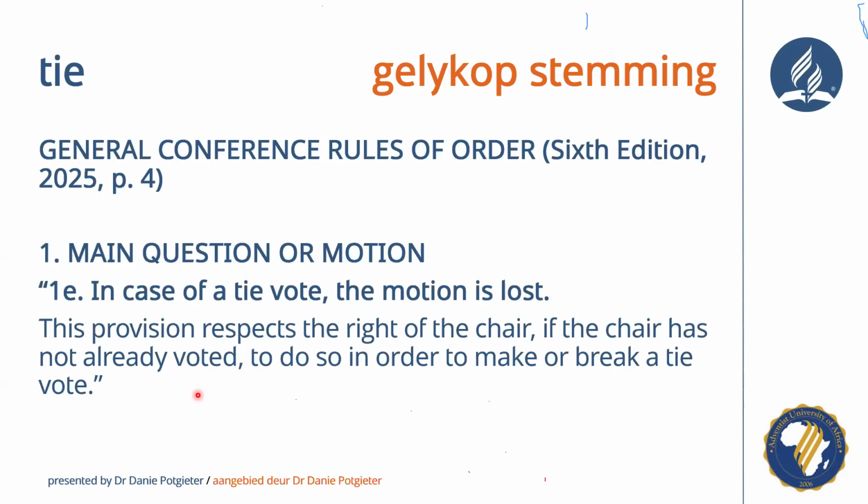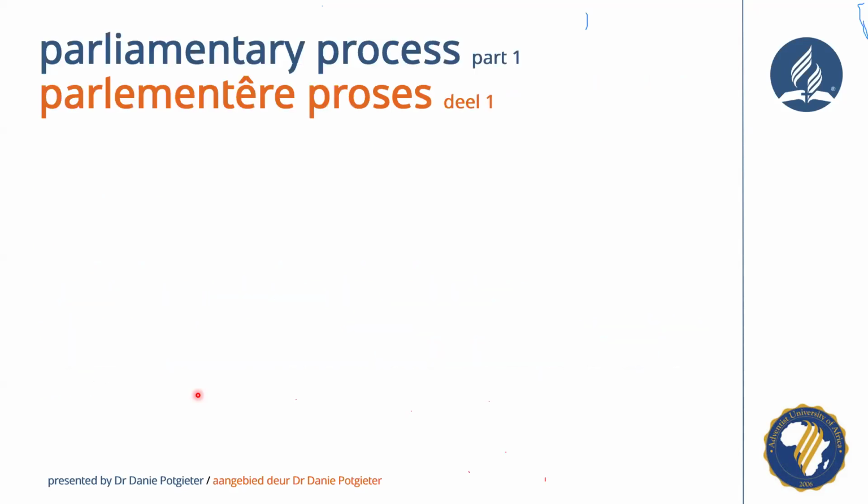But when there's a tie, the chairperson can break that tie if he did not vote already. But until such action, as long as there's a tie, the motion is lost, and that just means it is as if it was not presented to the House, like other motions which do not carry. It will be the same effect. So that's with reference to a tie.